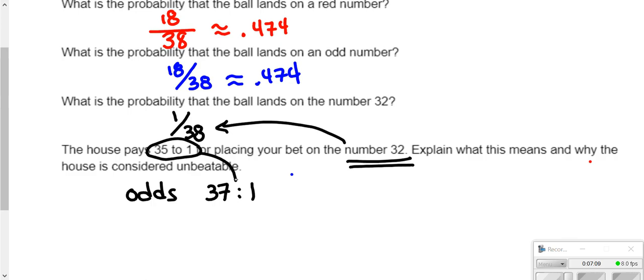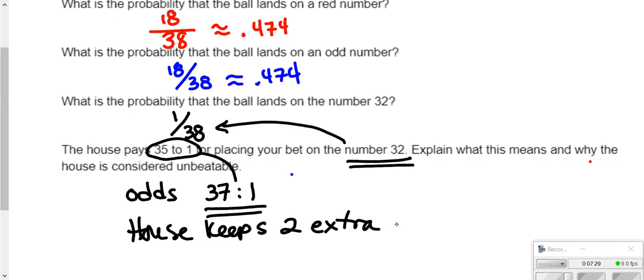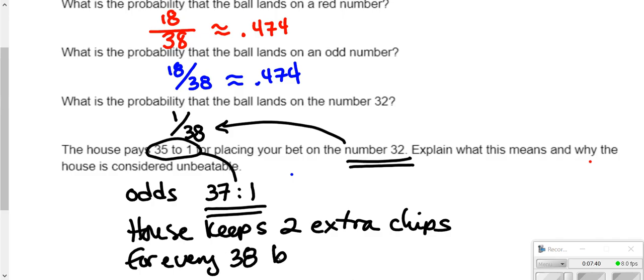Well, it's the same because the house is taking a cut. The casino is paying less than the true odds. These are the true odds. And the house is keeping 2 extra chips for every 38 chips wagered. Okay, so I'm going to write that out. House keeps 2 extra chips or 2 extra dollars or whatever unit you want to think of. Okay, keeps 2 extra chips for every 38 chips bet. So that is a cut of like 5.26%.